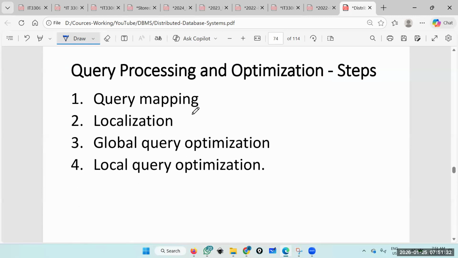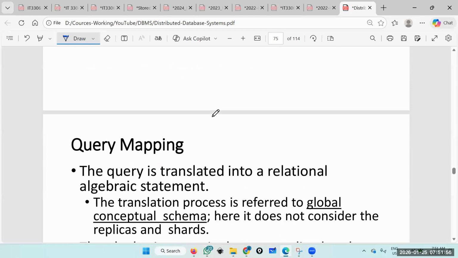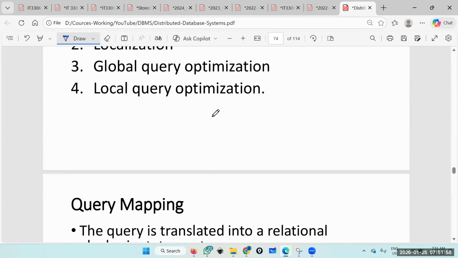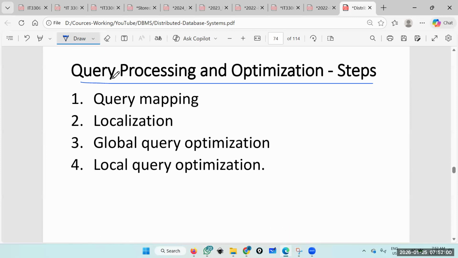Right. So when it comes to query processing, there are four steps. Query mapping, localized query mapping, means mapping your SELECT SQL statement to relational algebra level expressions like sigma and pi expressions. Anyway, we can take them one by one. Okay, we'll take a small break. And after the break, we'll look at the query processing and the optimization.